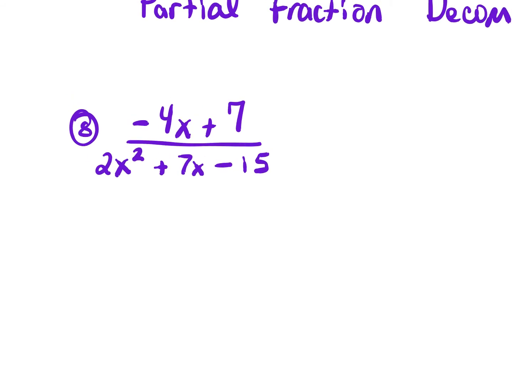But I have to first factor the denominator. So if I factor here, 2 times negative 15 is negative 30. What are the factors of negative 30 that'll multiply to give me a negative 30, but add to give me 7?